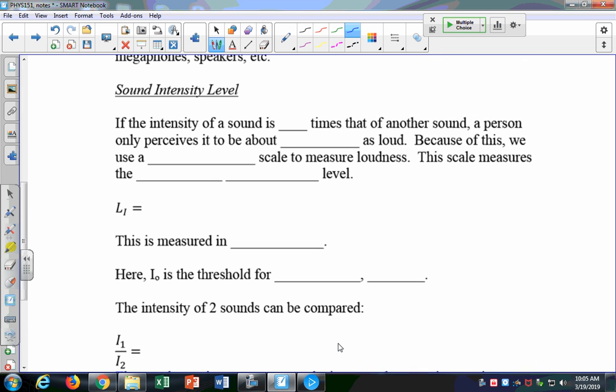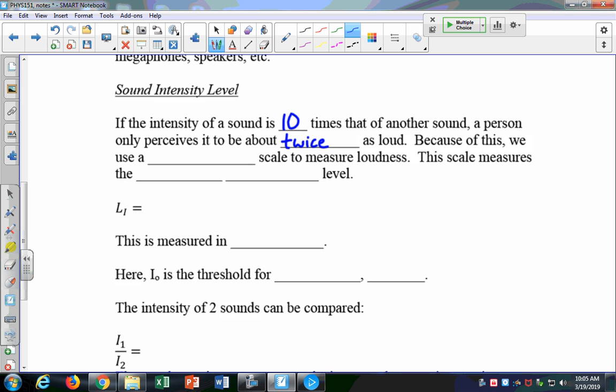If the intensity of a sound is 10 times that of another sound, then a person only perceives it to be about twice as loud. That's important because remember, threshold of hearing to threshold of pain is a factor of 1 trillion, from 10 to the minus 12 to 1.